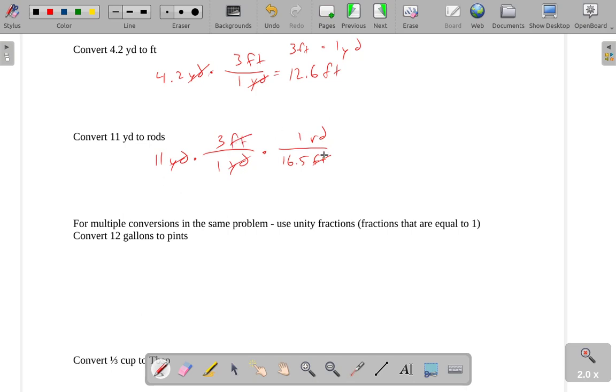If I want feet to cancel out, I make sure feet are on the bottom down here since they were up top. But now I have just a bunch of numbers all multiplied together. This is 11 on the top part of a fraction, so 11 times 3 times 1, which is 33. And on the bottom part, I have 16.5. And overall, my units here are in rods.